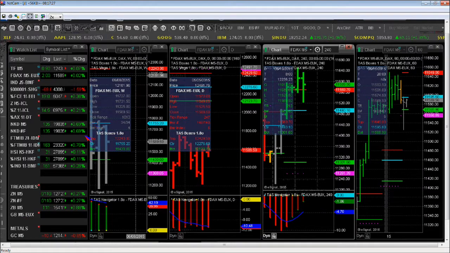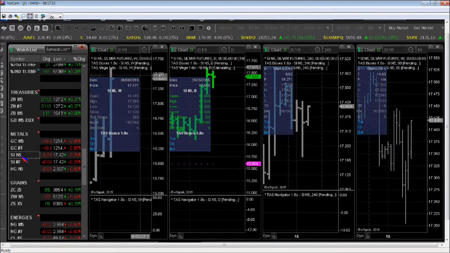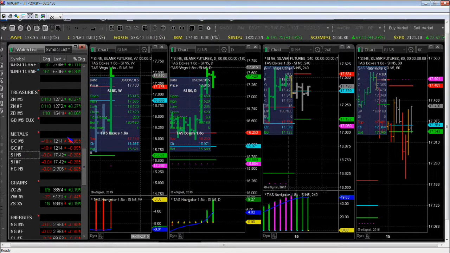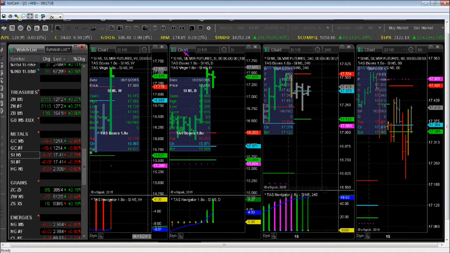We're going to take a look at silver. This is something I was going to cover right after gold, but gotcha. Basil, I love that term.